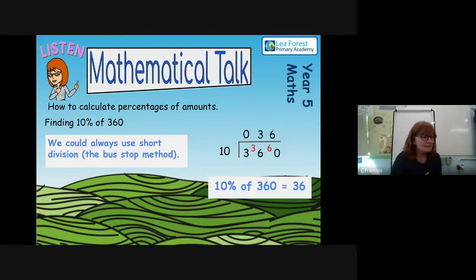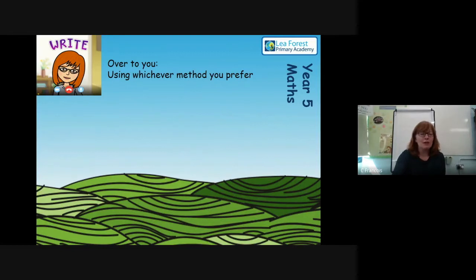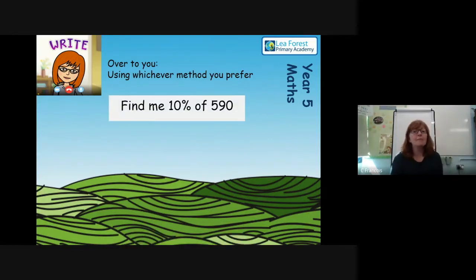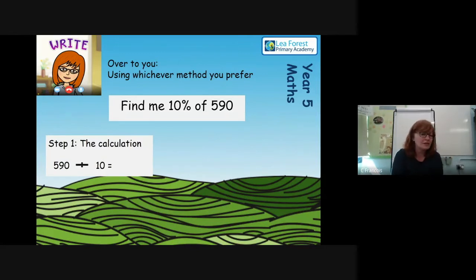So finding 10% of an amount can be quite easy, really. And so I'm going to give it over to you, using whichever method you prefer, using place value or the bus shelter method. Find me 10% of 590. Okay, so step 1, the calculation, 590 divided by 10.